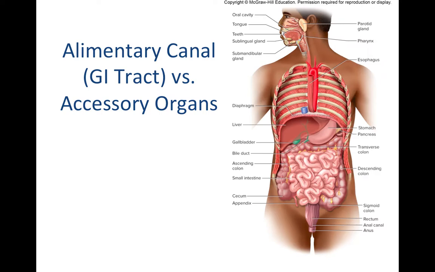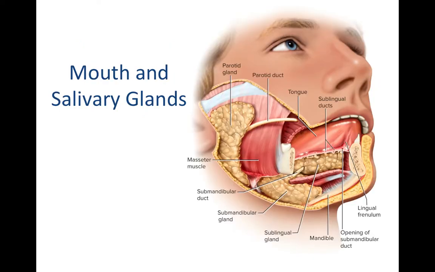So you have alimentary canal organs and accessory organs. Both types are going to be important in the digestive system. We'll start at the top with the mouth and the salivary glands. So in the oral cavity, you have your teeth, your tongue, and other structures that help with digestion. And then you have salivary glands.